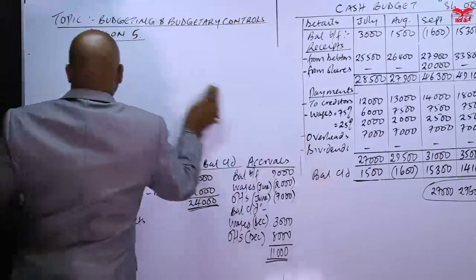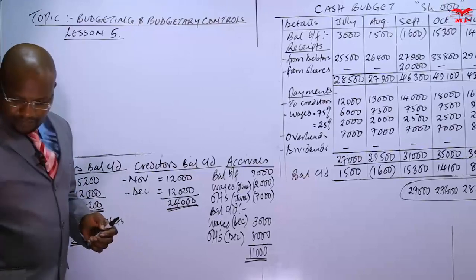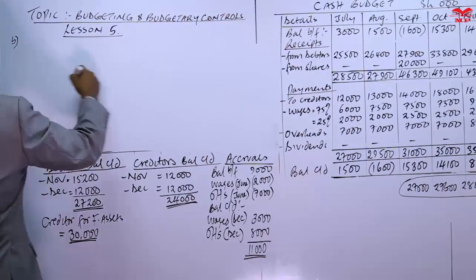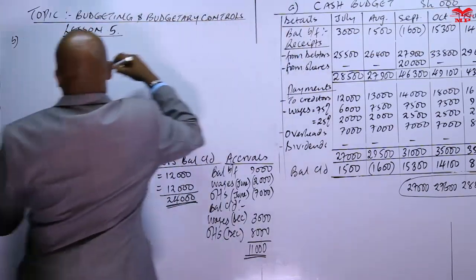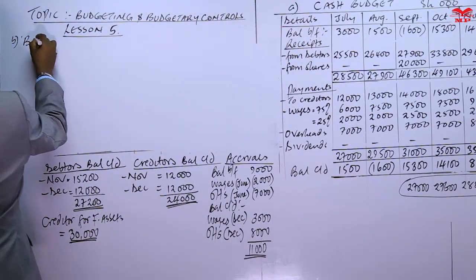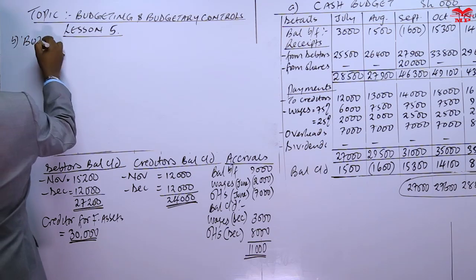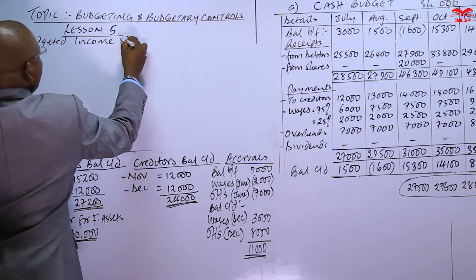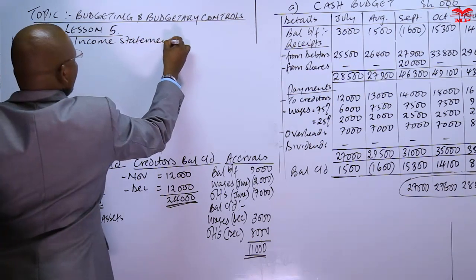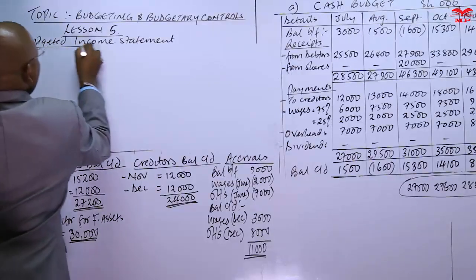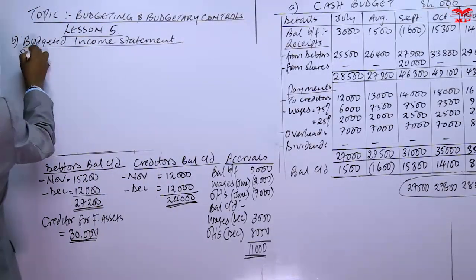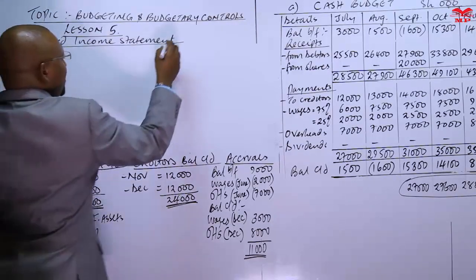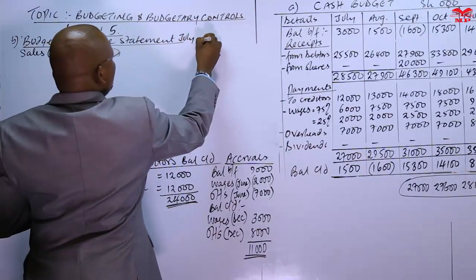So you want the income statement for 6 months. So you have part B, this being part A. Part B is the budgeted income statement. This will begin, of course, with the sales. Sales for July. Remember, this one is July to December.